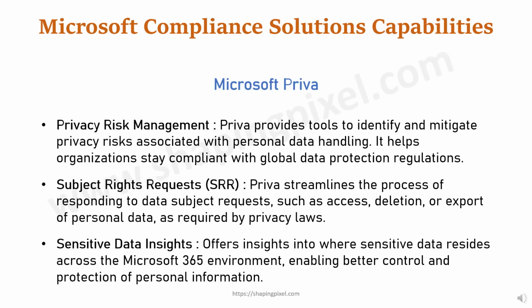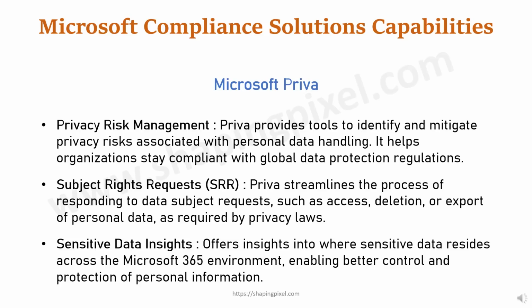Privacy risk management. Priva provides tools to identify and mitigate privacy risks associated with personal data handling. It helps organizations stay compliant with global data protection regulations. Subject rights requests. Priva streamlines the process of responding to data subject requests such as access, deletion, or export of personal data as required by privacy laws.